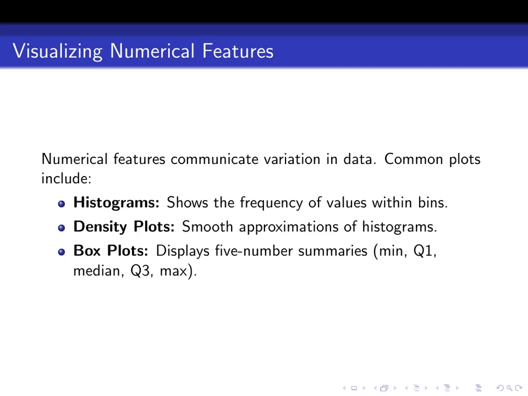Now let's move on to numerical features. When working with numerical data, the goal is to understand how values are distributed across a range. Three common visualizations for numerical features are histograms, density plots, and box plots. A histogram groups values into bins and shows how many fall into each range. A density plot is a smooth approximation of a histogram, which gives a continuous curve representing the data's distribution. Finally, box plots summarize the spread of the data by displaying the minimum, first quartile, median, third quartile, and maximum values, while also highlighting any outliers.